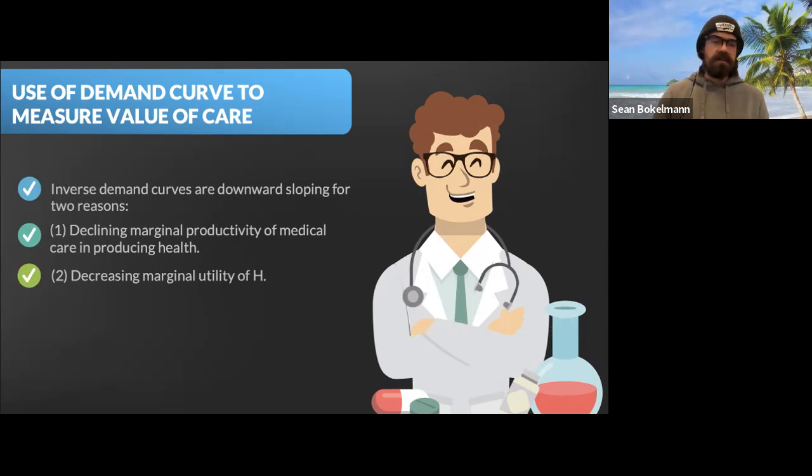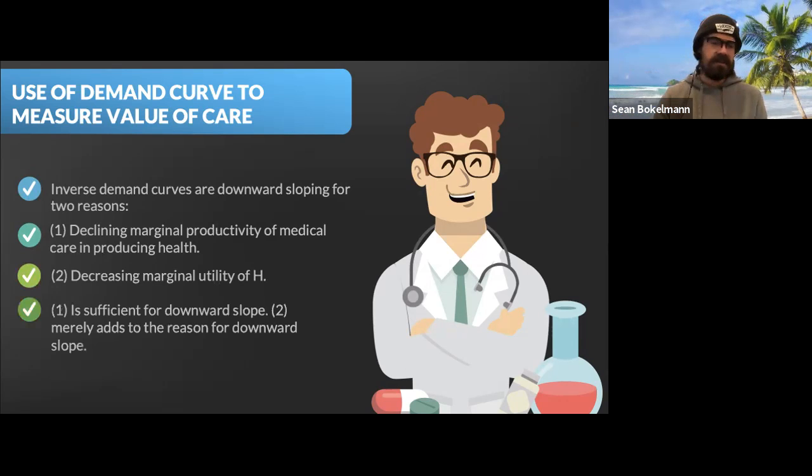And also, there's the decreasing marginal utility of health, right? So as our health improves, it provides us with less and less utility. So both of those things are contributing to the downward slope of the inverse demand curve. And it's interesting to note that the first reason by itself is sufficient to create a downward sloping demand curve. We don't need to have diminishing marginal utility of health. We just need diminishing marginal productivity of medical care. But adding diminishing marginal utility of health just further adds to this downward slope.